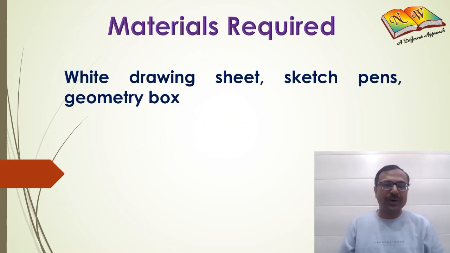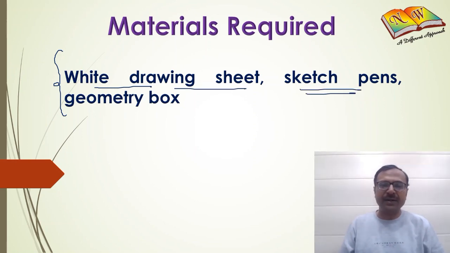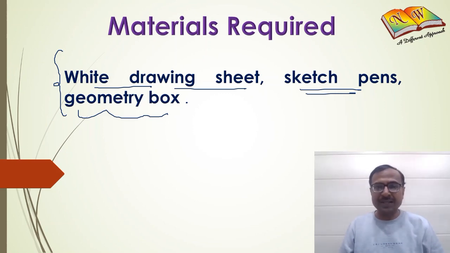To perform this activity, we need white drawing sheet, sketch pens, and traditional instruments, that is geometrical instruments. The activity is very useful, and we will come to know how these irrational numbers are represented on the number line. Let's see how this activity is performed.